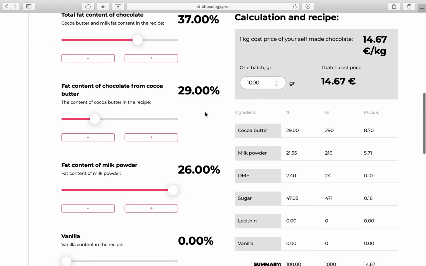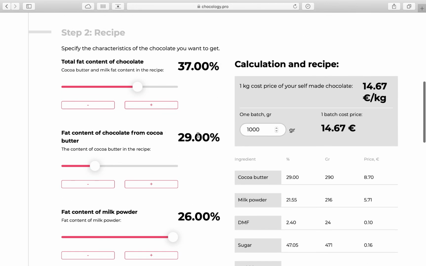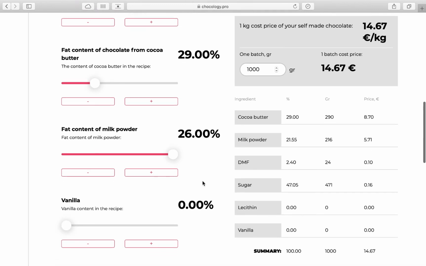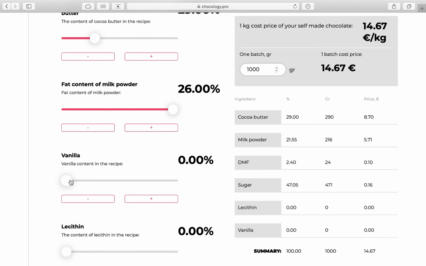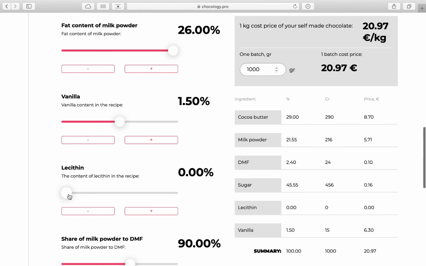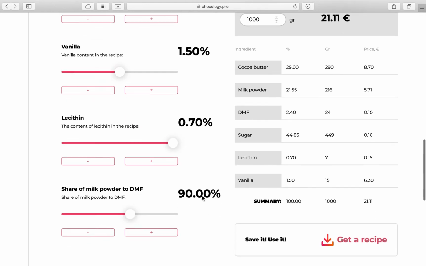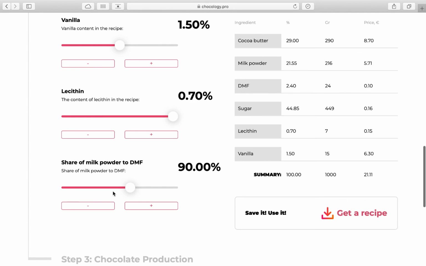The difference between the total fat and the fat content from cacao butter here will be 8%. These 8% will be milk fat. The fat content of milk powder I leave at 26%. Vanilla can be 1.5% in the recipe. Emulsifier will be set to the maximum for convenience. And also the proportion of milk powder to dehydrated milk fat. With our parameters, I can fully use milk powder in relation to milk fat. We immediately notice how much sugar we have left.